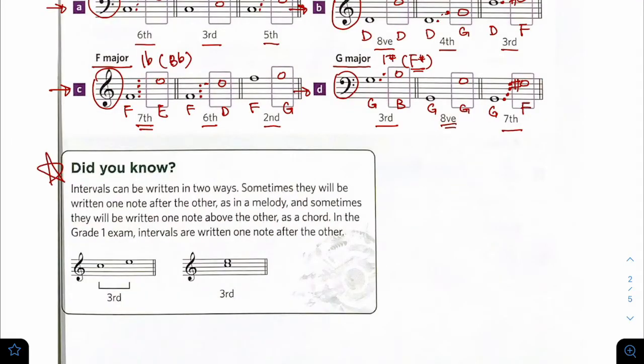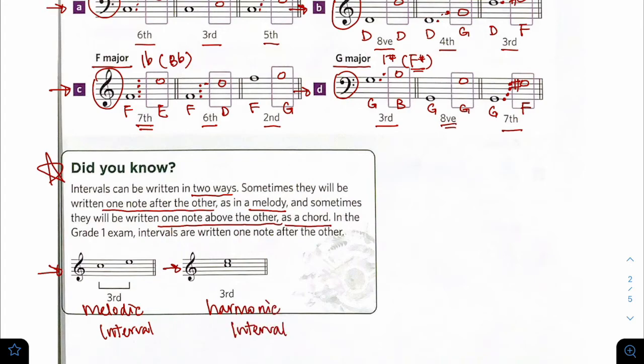Did you know intervals can be written in 2 ways? Sometimes they will be written one note after the other, as in a melody like this, and we will call it a melodic interval. And sometimes they will be written one note above the other as a chord, like this. We call it a harmonic interval. In the grade 1 exam, intervals are written one note after the other, so they will all be melodic intervals.